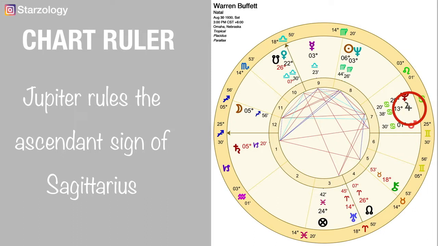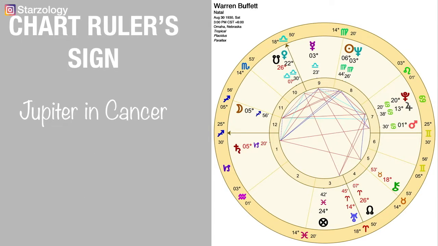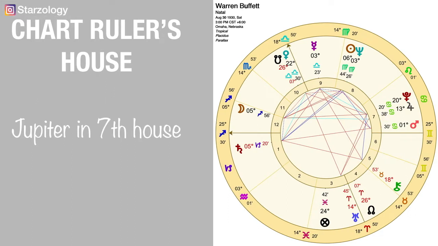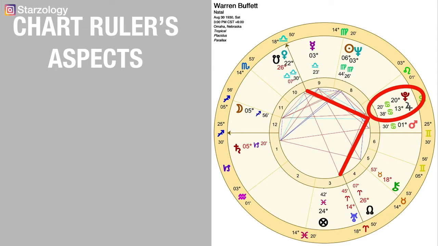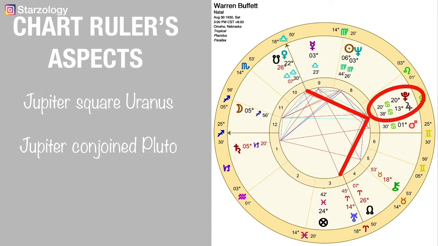Jupiter rules the ascendant sign of Sagittarius, therefore Jupiter is the ruler of this chart. So we want to know the chart ruler's sign, and Jupiter is in Cancer. We also want to know what is the chart ruler's house, and Jupiter is in the 7th house. And then we would consider the chart ruler's aspects. So here we have 3. We have Jupiter square Uranus, Jupiter conjoined Pluto, and Jupiter square the midheaven. So those are the 3 aspects pertaining to the chart ruler, and we're going to note those.